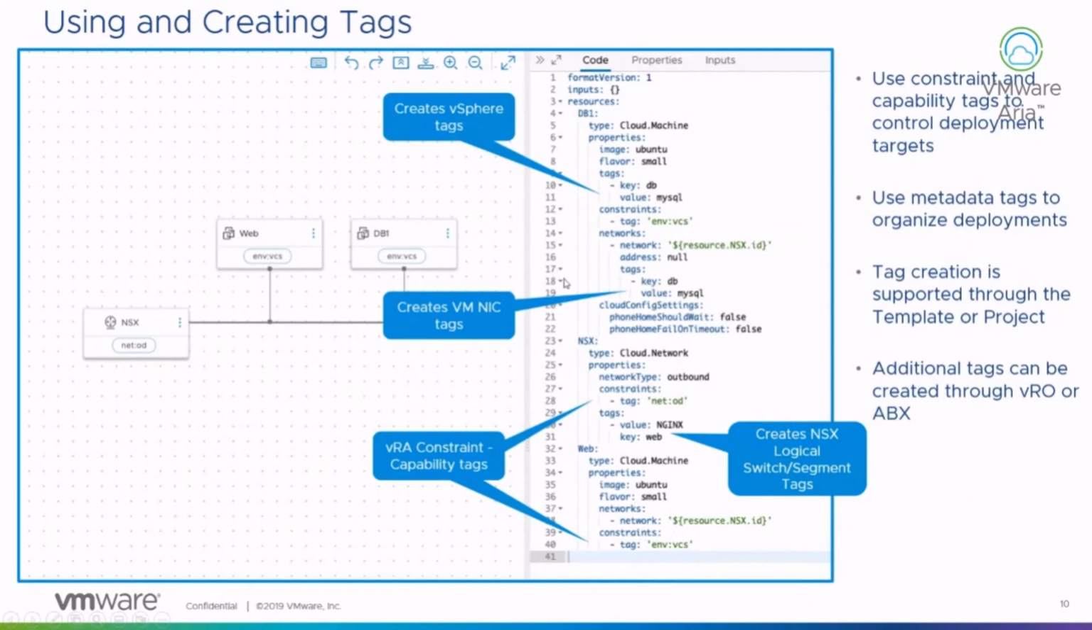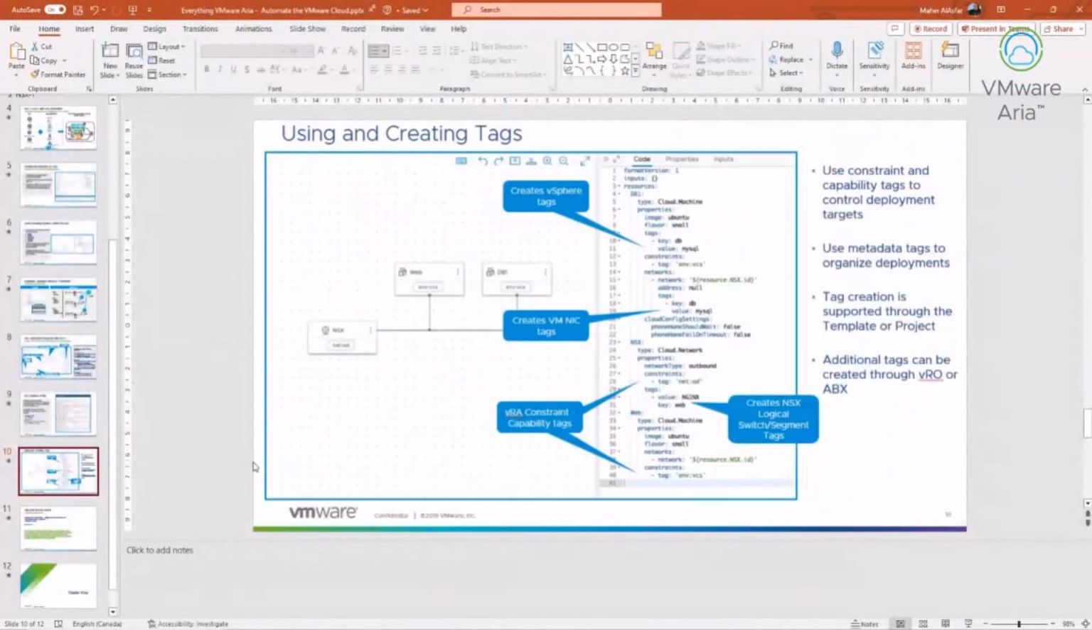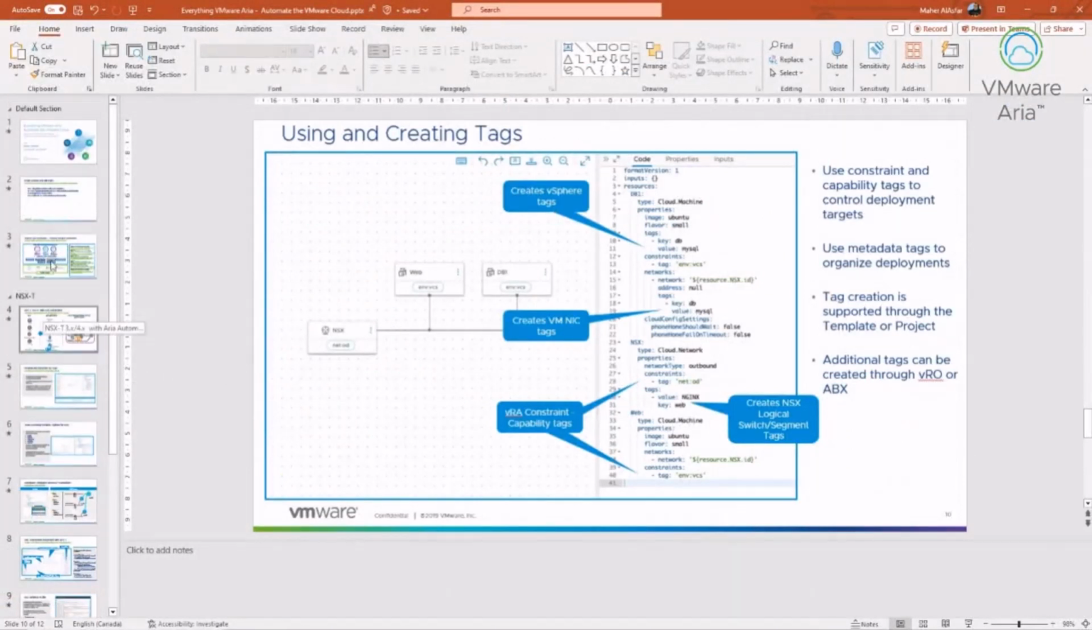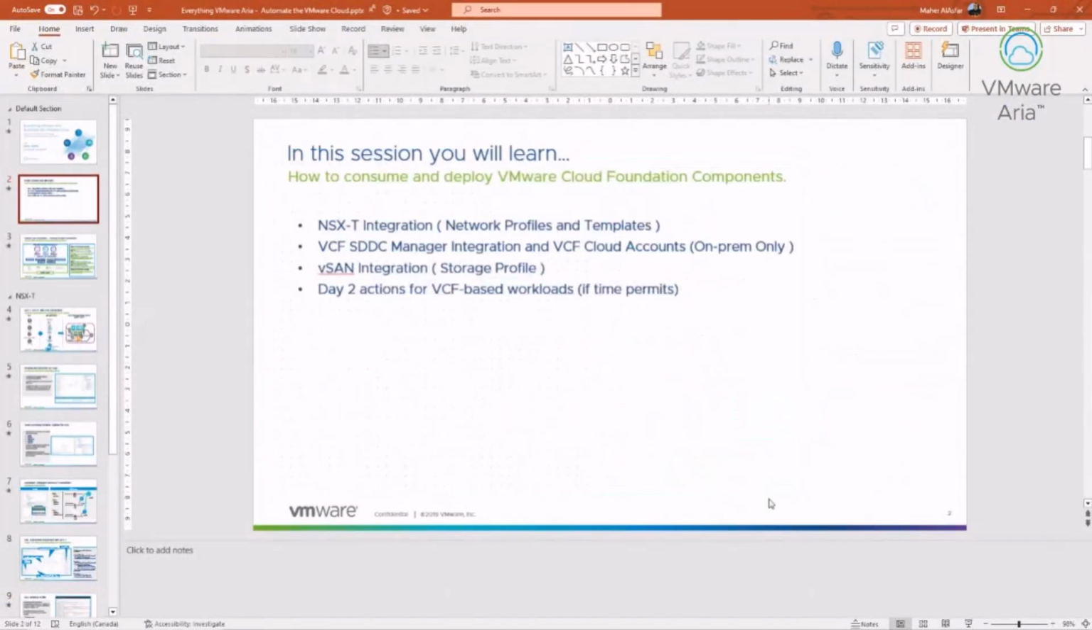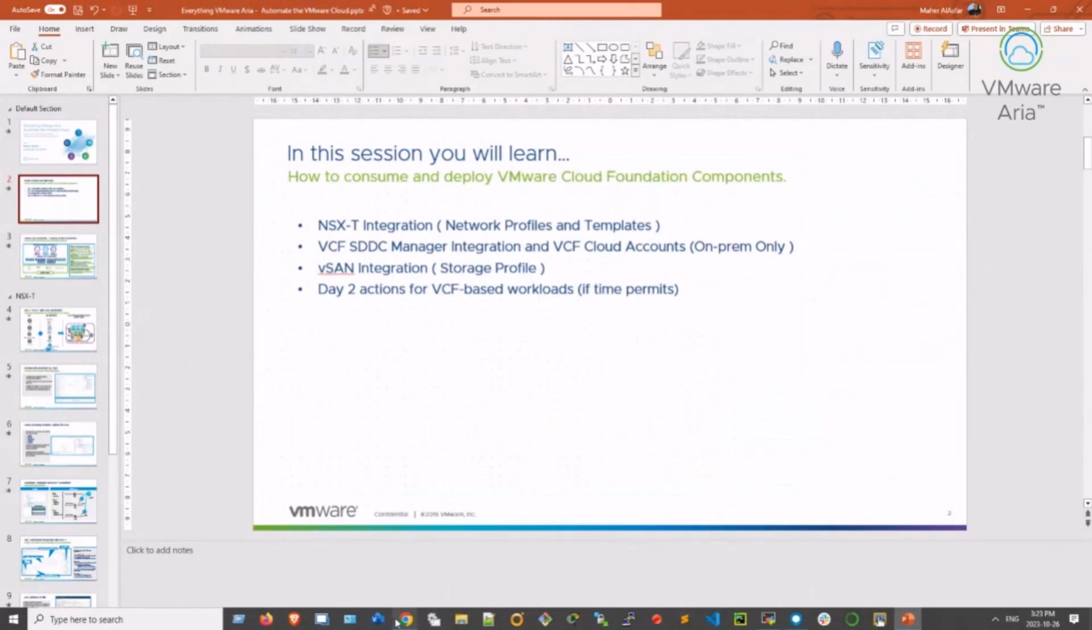So this is how tag creation is supported through the templates, and it can also be used at the project level. If you want to create additional tags that we don't support out of the box, for example on certain objects, you can always create them through Orchestrator workflows or action-based extensibility. I think this is my last slide before I go into the demo. I'm just going to put the agenda here handy so it can keep us on track.